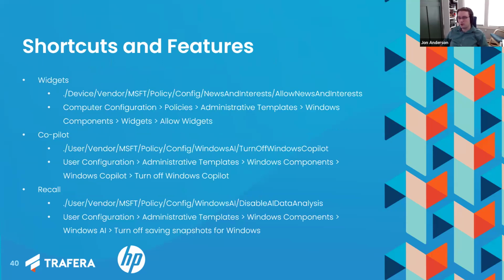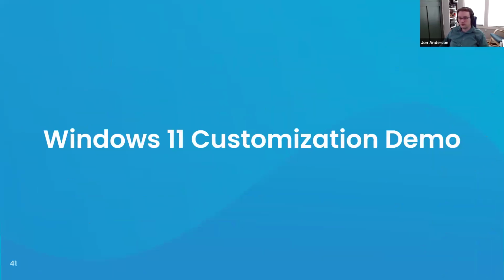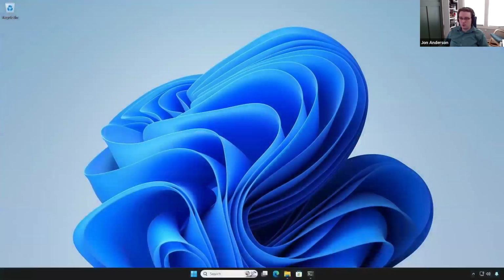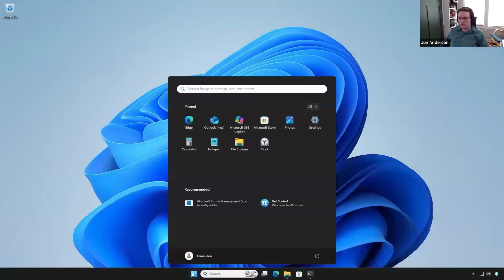And then some of the common shortcuts and features. So the widgets app, the Copilot app, the recall feature, there are policies to manage all of those as well. So let's take a quick look at a demo. I've got a Windows 11 device here, and I want to start by configuring the start menu.